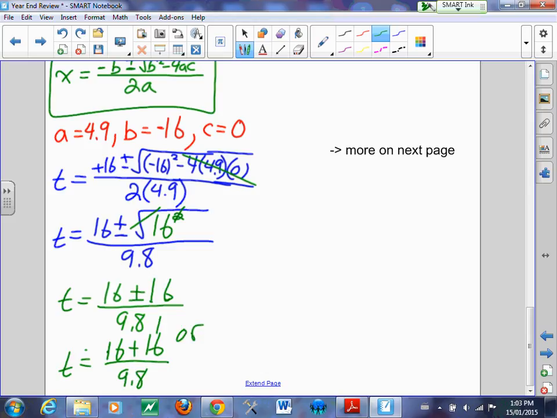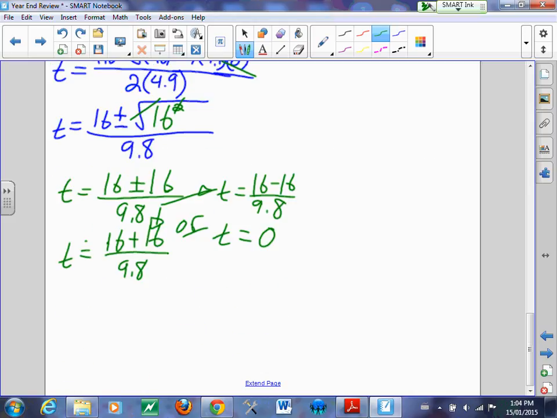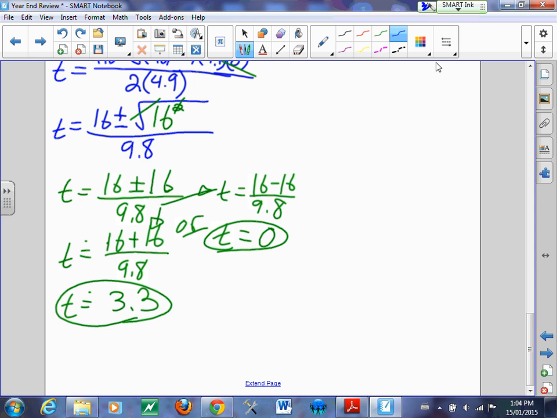Or the other root is going to be T equals 16 minus 16 over 9.8. Well, this one I like. That's easy, that's 0. Plug this one in your calculator, guys, and it's going to get 3.3. So our two answers are either 3.3 or 0.